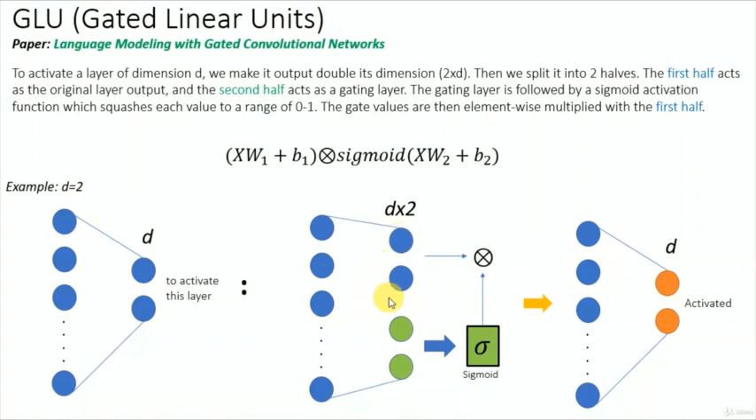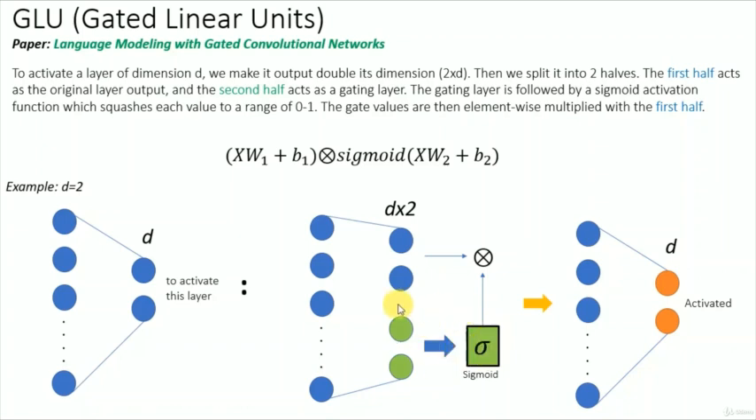The first half acts as the original layer's output, and the second half is going to be followed by a sigmoid activation function. Then we're going to element-wise multiply this sigmoid activated output with the first half of the network. After we perform the multiplication, we get back a gated result of this output, which is the original layer's output, which is considered as activated. So where is the non-linearity coming from? It's coming from the sigmoid activation function.